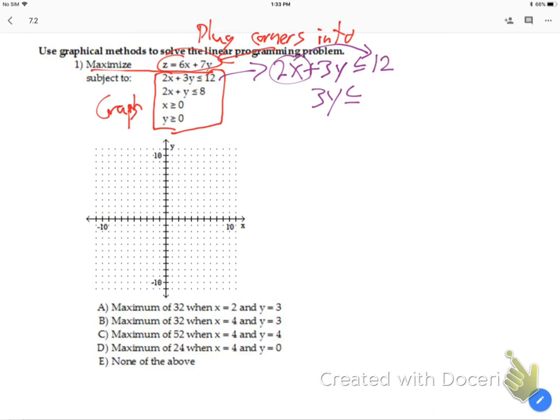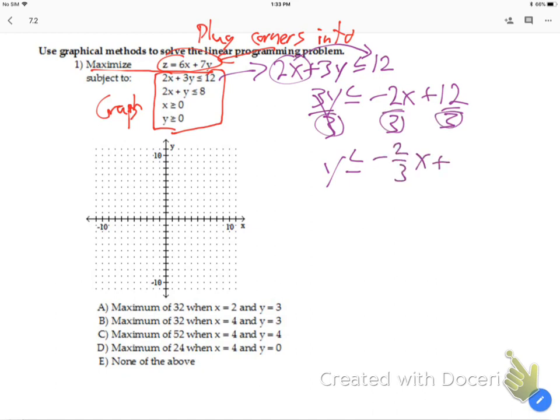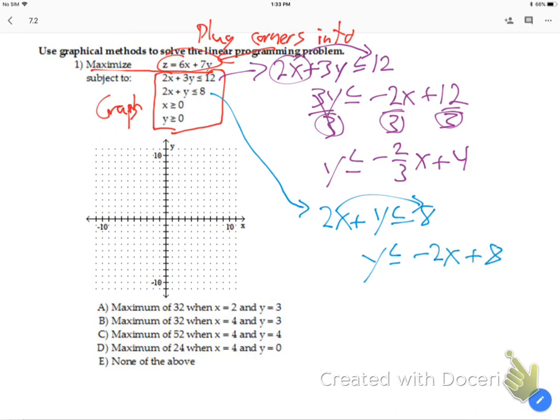All right, so anyway, get the y alone. Negative 2x plus 12. Good. Now what? Divide by the 3. Do I flip the symbol? When do you flip the symbol? When you divide by a negative. If I put a negative down here, then I flip, but I did not, so I don't flip. Okay, so there's the first equation. Let's get the second equation. That one's 2x plus y less than or equal to 8. Same thing, jump the 2x over. y less than or equal to minus 2x plus 8. So we get y alone for both equations, and then we graph them, right?